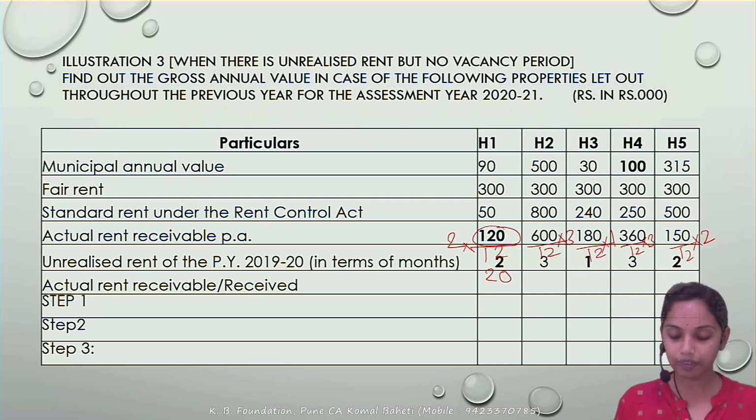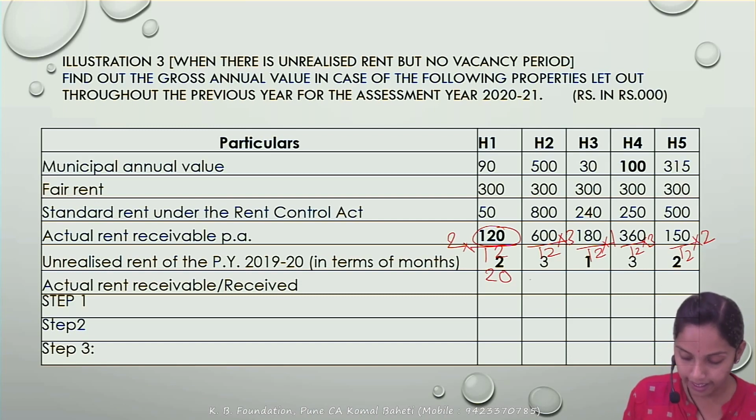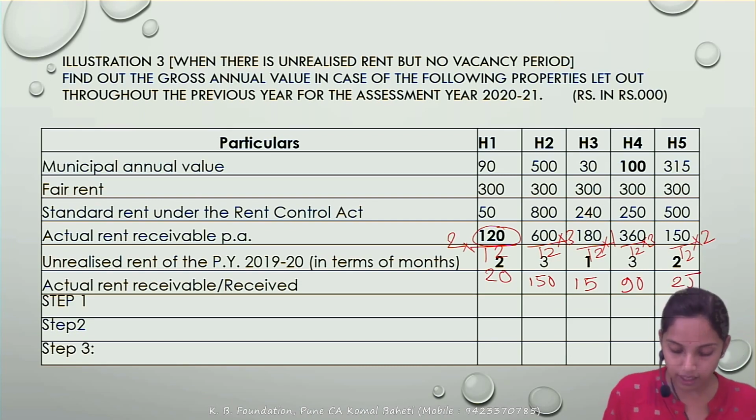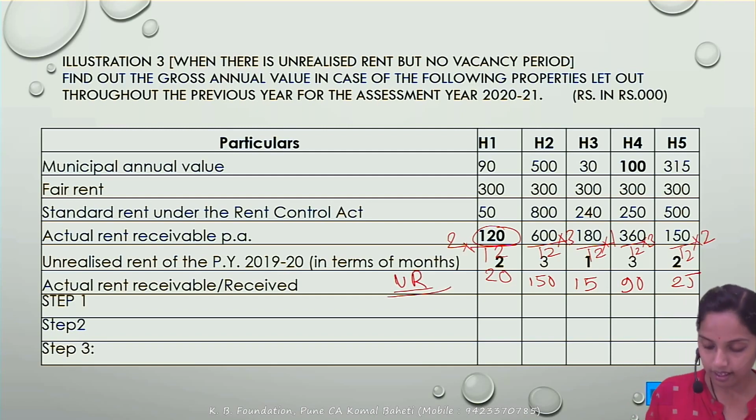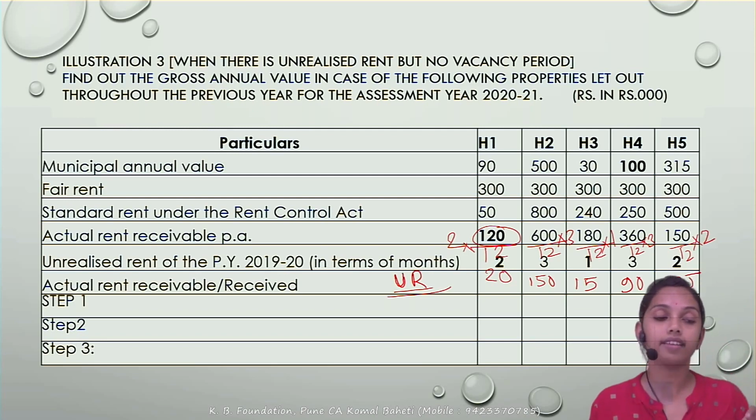The unrealized rent amount. So the first case is 20. The second case is 150. The third case is 15. The fourth case is 90. And the fifth house case is 25. So what is this figure? This is the unrealized rent.